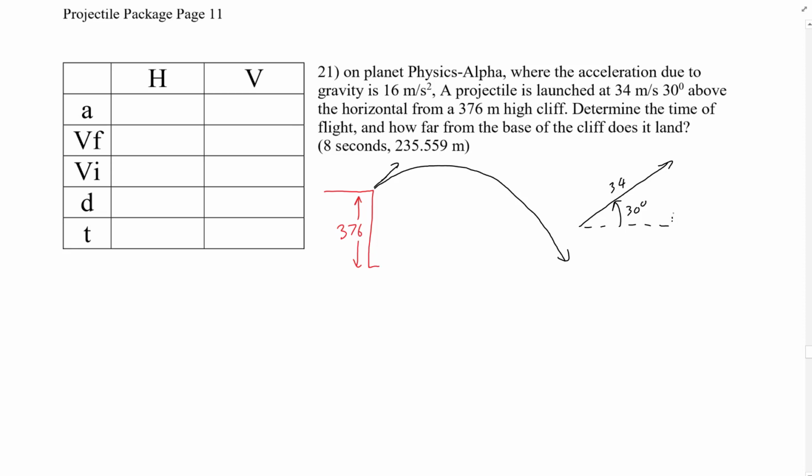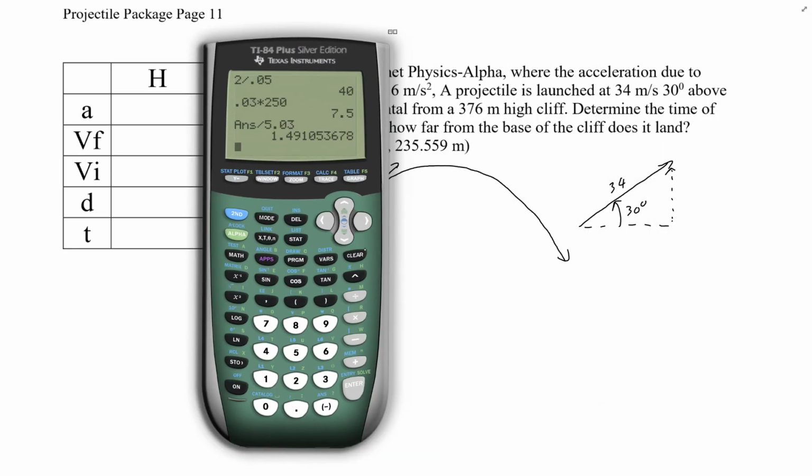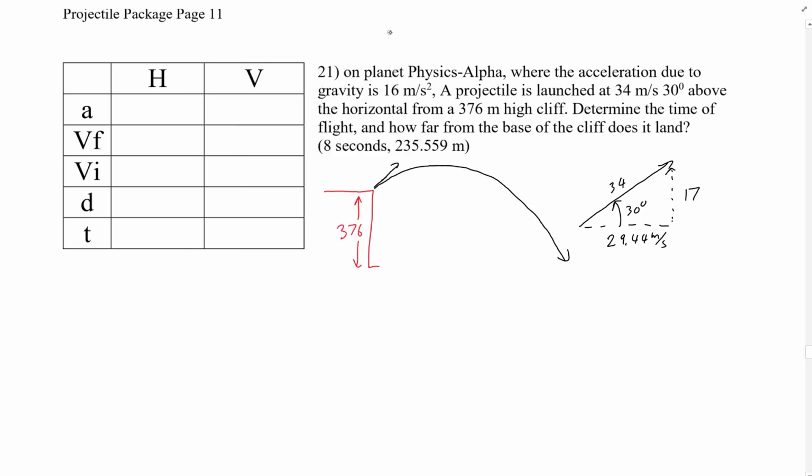So we need to break it into its components. We pull up the calculator, and we do 34 cosine 30 to get the adjacent. The adjacent will be 29.44 meters per second. And 34 sine 30 will be 17. Okay, so those are the components of it. We now fill in the table.